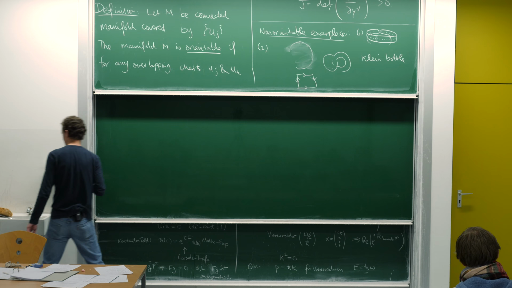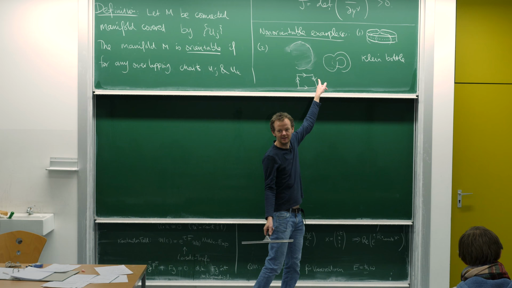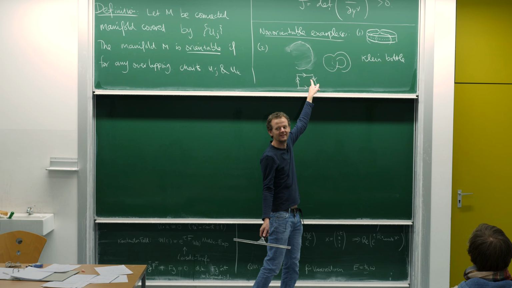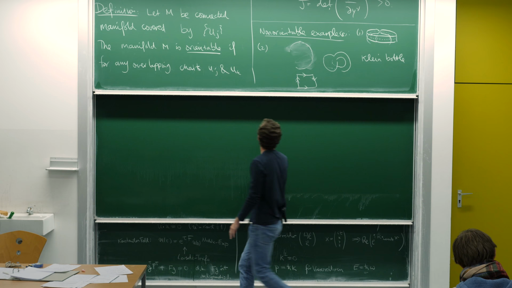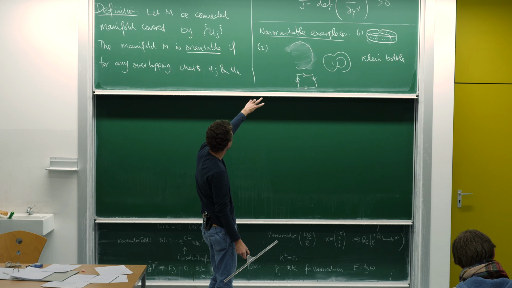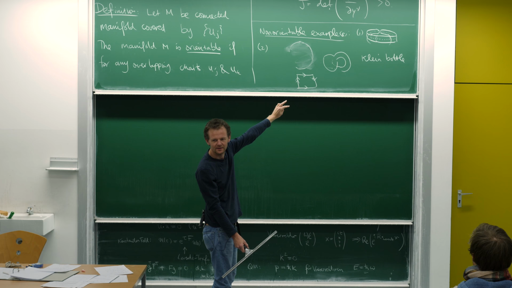Does anyone know what happens when you cut a Klein bottle along this line here? You get two Möbius strips. Freaky, huh? Actually, I think you get, do you get two? Hang on. Do you get two or do you get one? I think you get one. There you go, it's homework. Go build a Klein bottle and cut it in half.